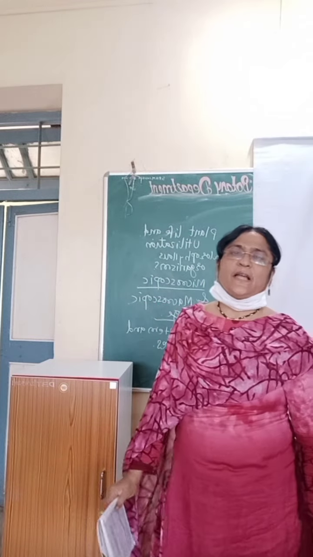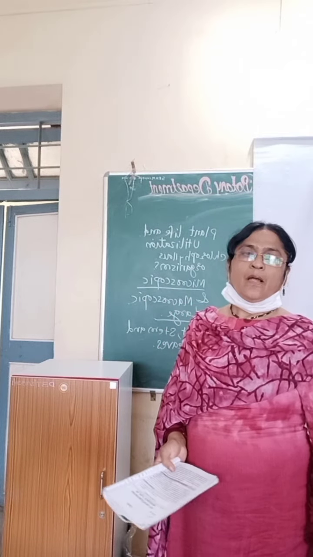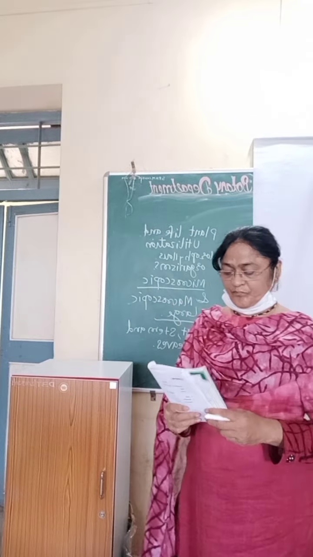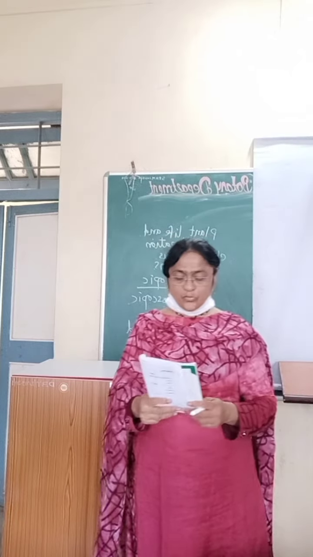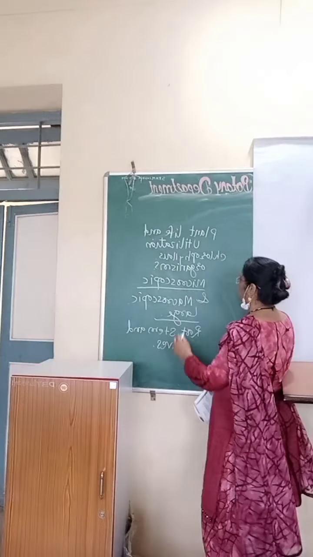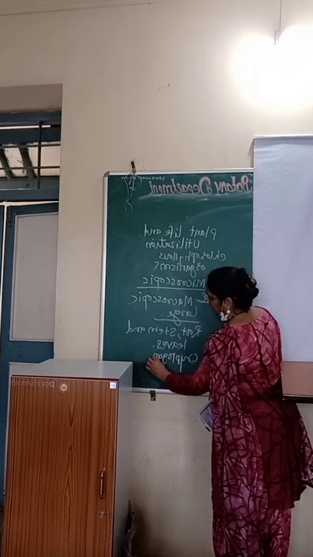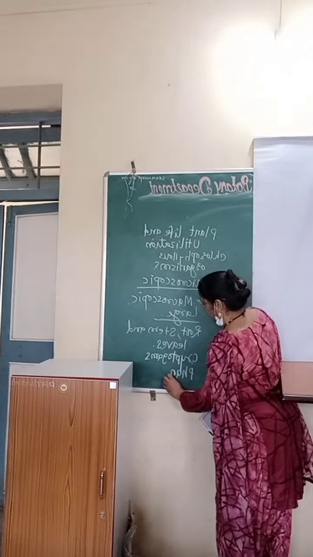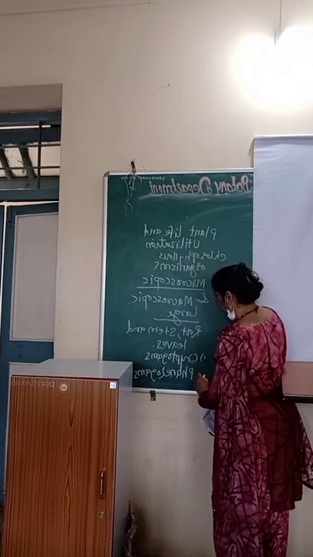On the basis of the thallus structure or plant body, mode of nutrition and nature of reproduction, kingdom Plantae is divided into 2 divisions. Number 1 is called Cryptogams and number 2 is called Phanerogams.